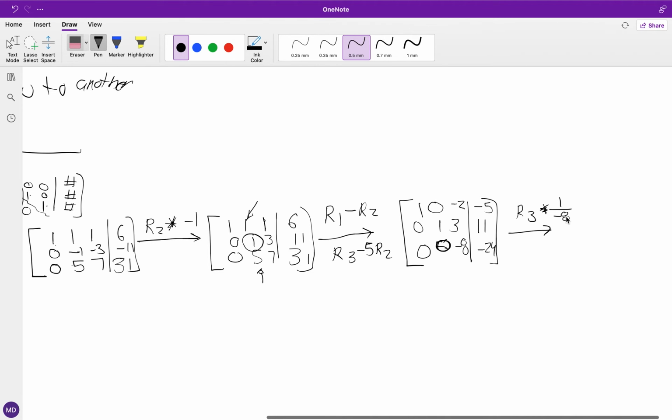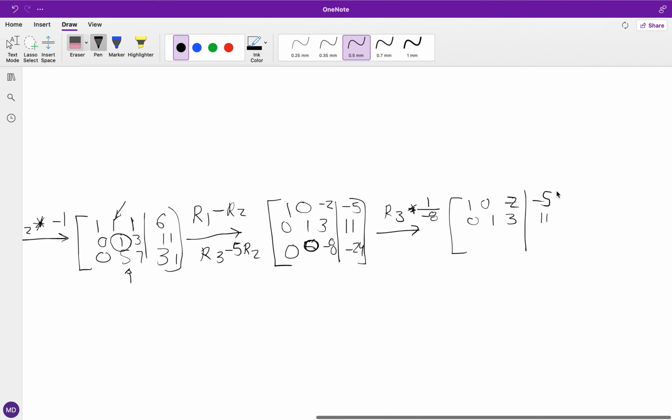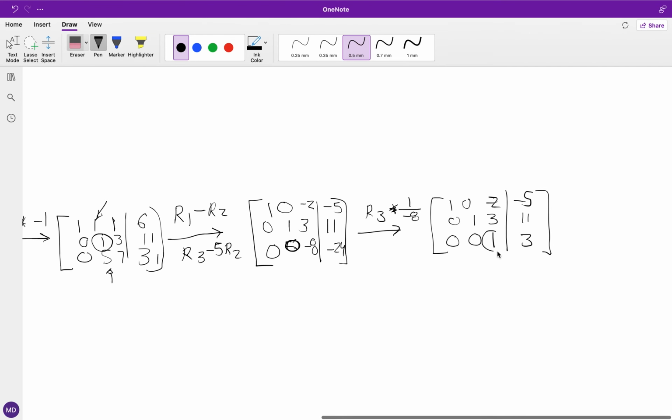Now let's take R3 and multiply times 1 over negative 8. We're basically just dividing by negative 8. So row 1 and row 2 are going to stay the same. This is a negative 5. This is 0, 1, 3, 11. This will be 0, 0, 1, and this will become a 3. Perfect. So now we have another leading one here.